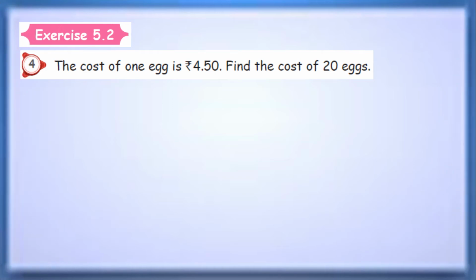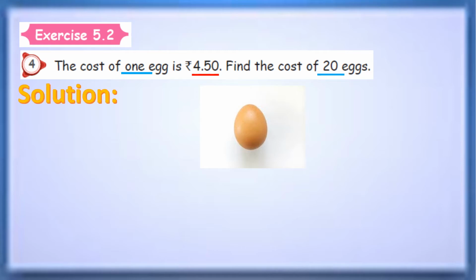Fourth sum. The cost of one egg is rupees 4.55. Find the cost of 20 eggs. So here also they have given the cost of one egg, that is rupees 4.55, isn't it? So we are going to find out the cost of 20 eggs, right? So sure we need to do the multiplication. Is it right? Fine. So let us start to do the work.